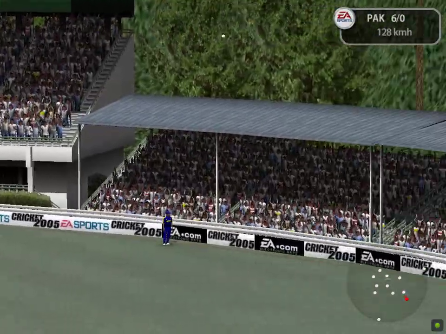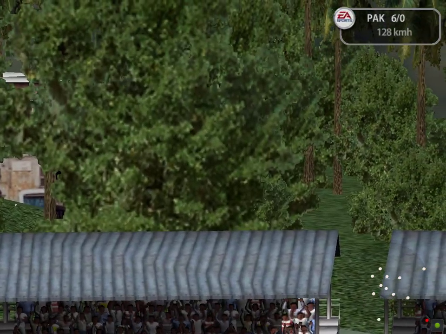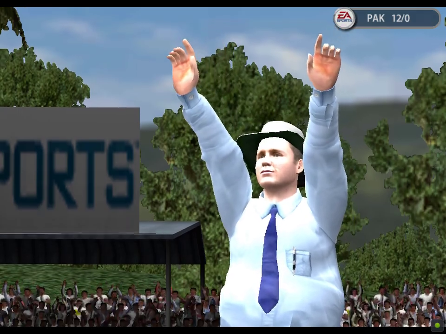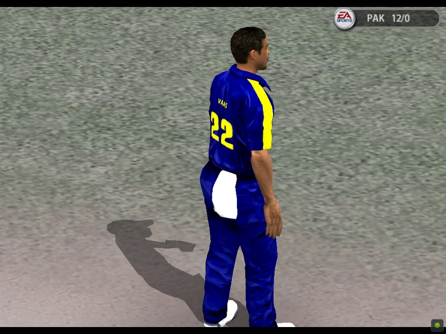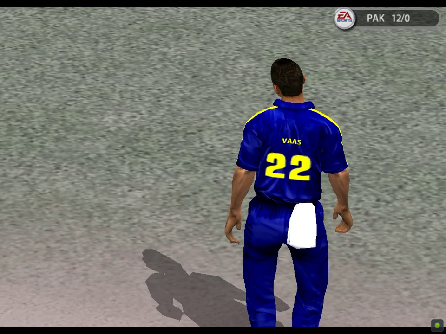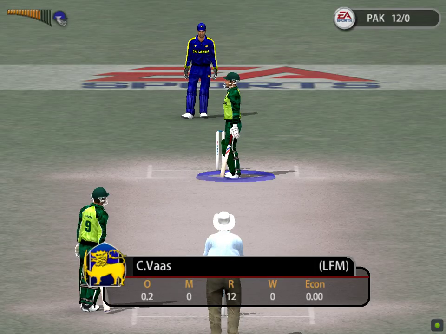Samara is chasing that one. Lay it away with comfort. That's out of the ground. That is a super shot. I really didn't think it was too bad a ball. Let's see the action replay of that.